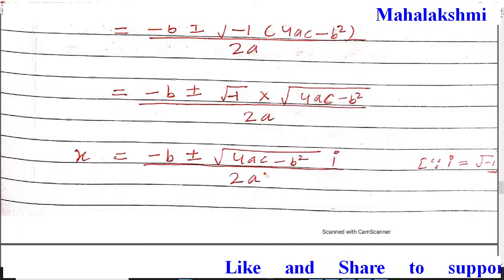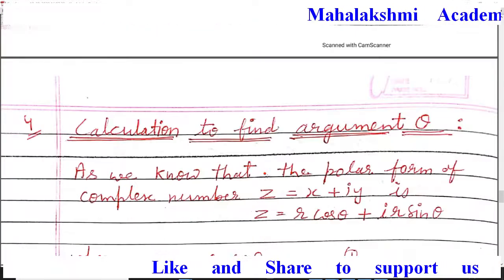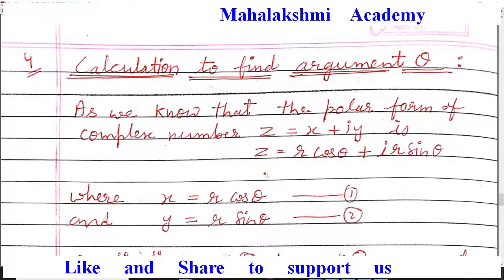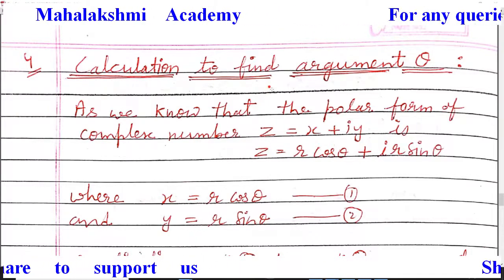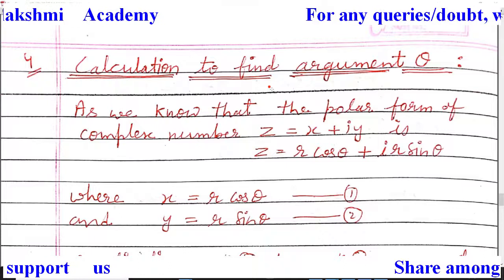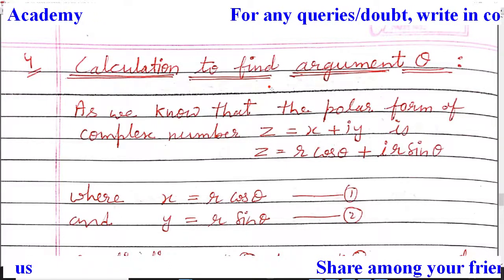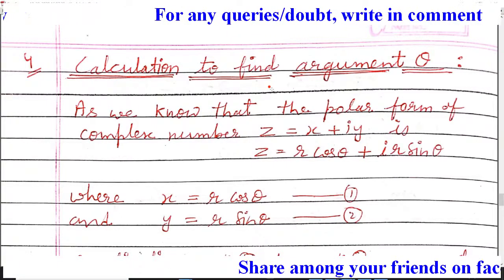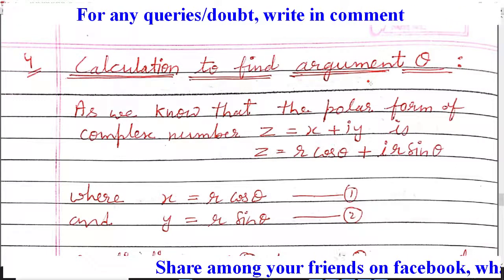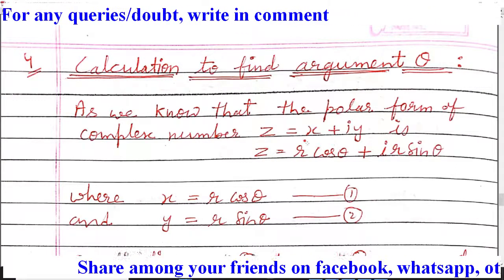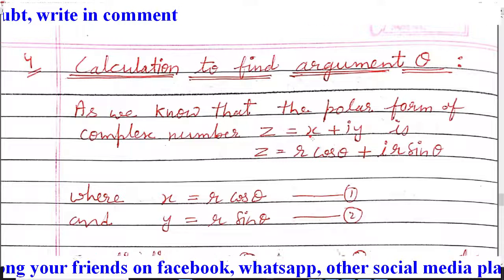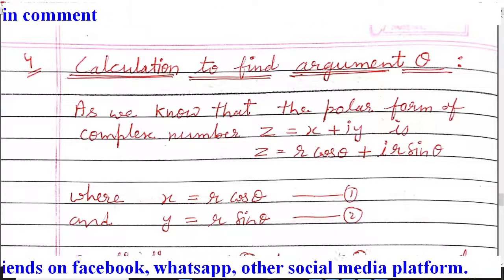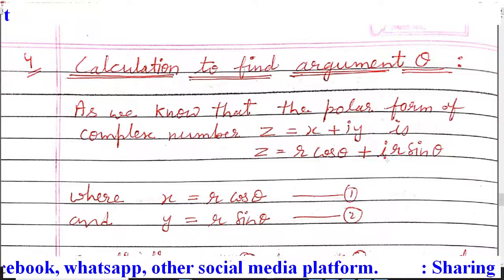So this topic is completed. Now the most important topic is how to calculate the argument. A few steps before, I mentioned that theta's value should belong to minus pi less than theta less than or equal to pi. But how to calculate theta? That's a very important topic. For it, first, as we know, the polar form of complex number z equal to x plus iota y is r cos theta plus iota r sin theta.